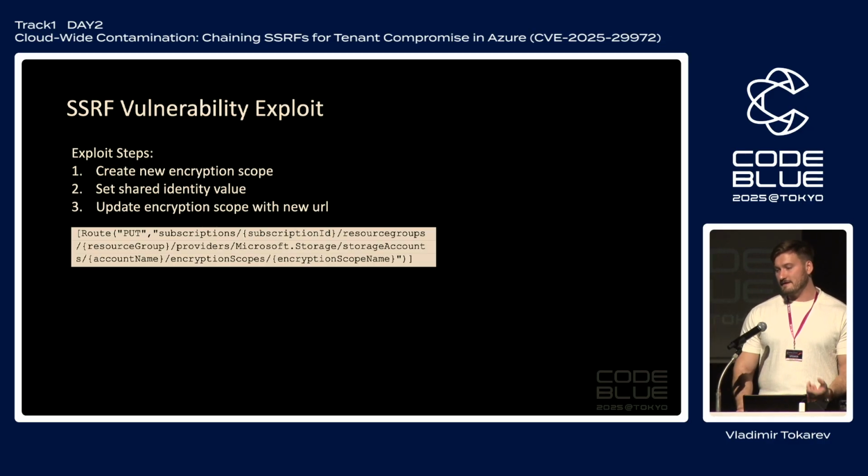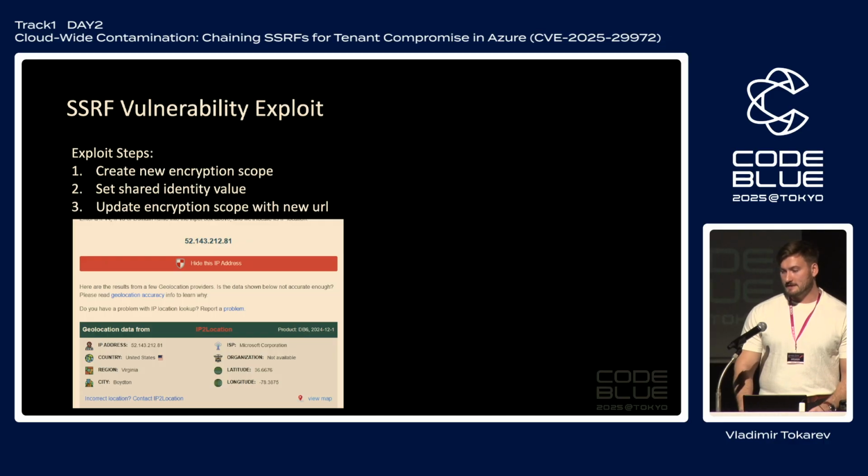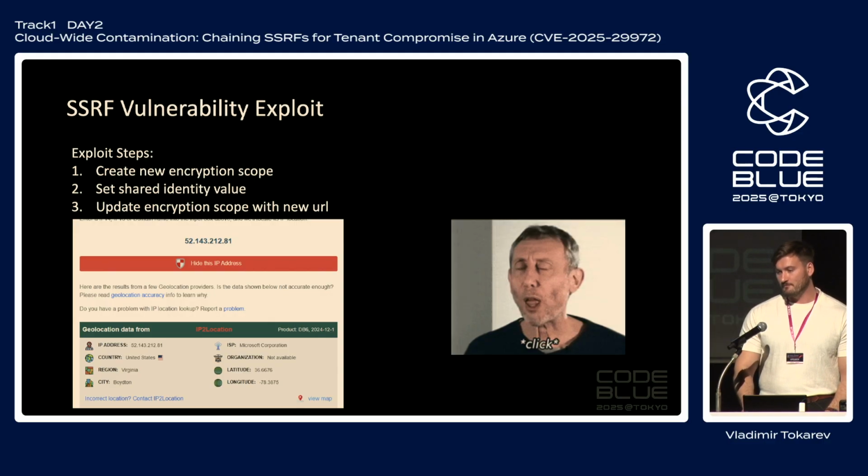When we call the update, it will actually be the one that takes the URL from the default shared identity and puts it in our new encryption scope. Now, this will trigger the SSRF. And this is the example with a webhook. We can see that it was actually triggered. And if we check the IP, we can see that it was triggered from Microsoft Corporation, which means that we actually succeeded in triggering an SSRF from Azure, which is pretty cool.